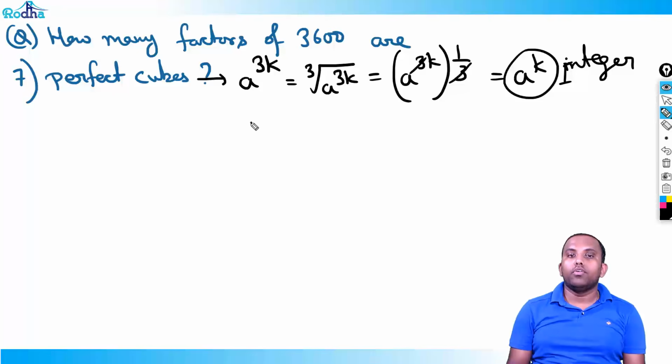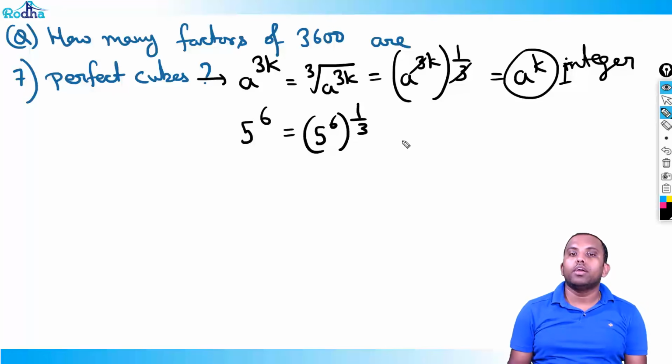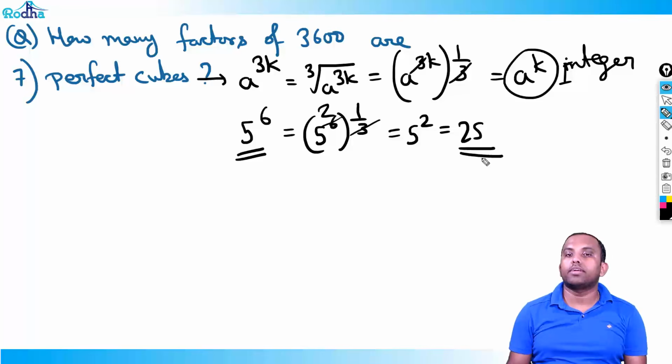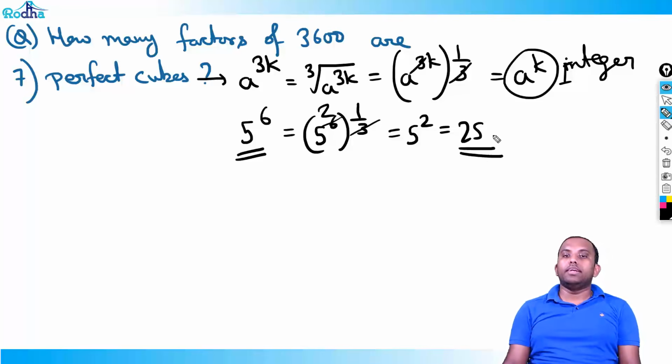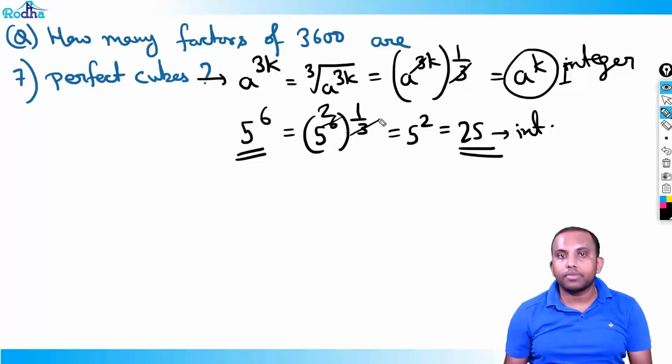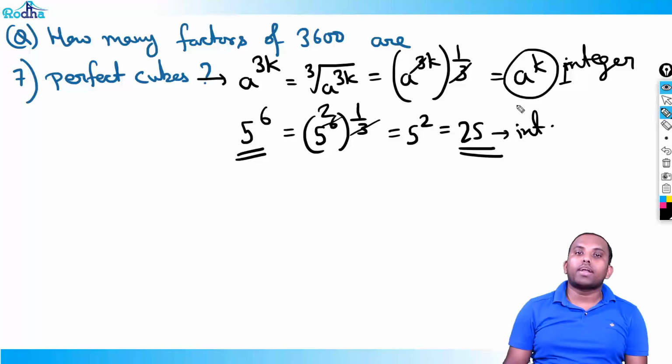For example, 5 raised to 6 is a perfect cube. Why? Because if you take the cube root of 5 raised to 6, what is the result here? 3 will cancel 2 times. So 5 squared, that means 25. So the cube root of 5 raised to 6 is 25, right? So this is an integer. So 5 raised to 6 is a perfect cube, correct? Now, how many factors of 3600 are perfect cubes? For a perfect cube, again we can write in the same manner.